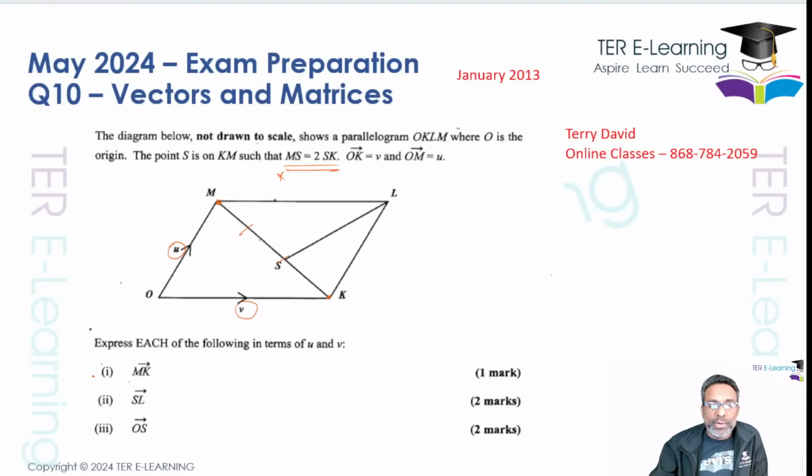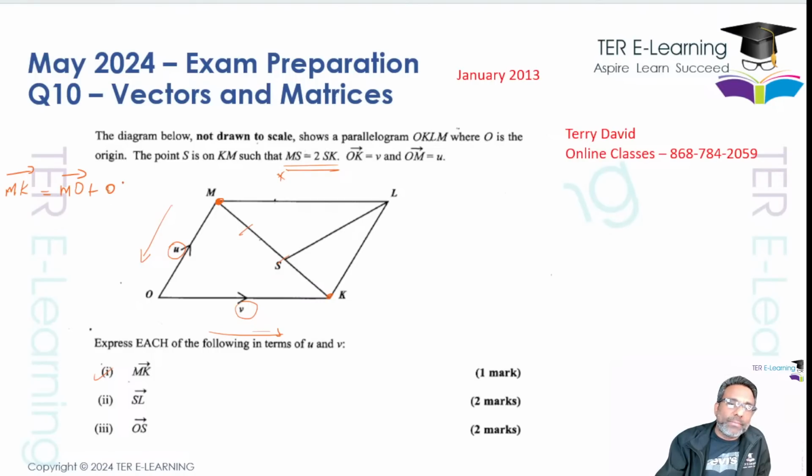All right, so we want to work out the first part, which is MK. Before you can work out MK, you need to write down the vector equation to find MK. Again, think of this as driving from one location to the next. This is M, this is K. If I want to go from M to K, I can go from M to O and then O to K. That's one possible route I can take, and that's the route I'm going to take. So MK is equal to MO plus OK.